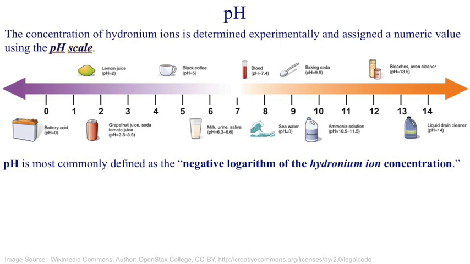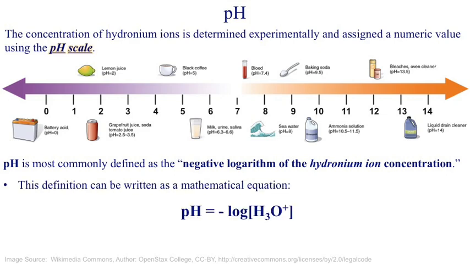The pH values of some common substances are shown in this view graph. pH is most commonly defined as the negative logarithm of the hydronium ion concentration. This definition can be written as a mathematical equation as shown here. If you know very little or nothing at all about logarithms, don't worry. I'll introduce you to everything you need to know about logarithms as they relate to pH.